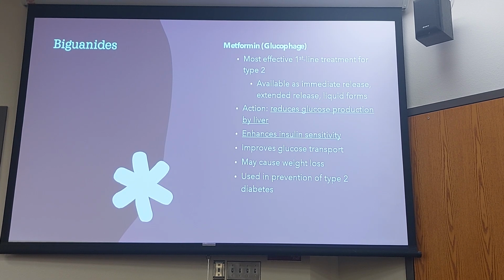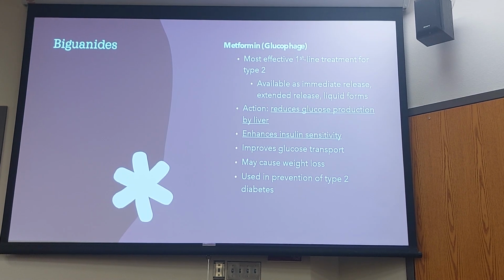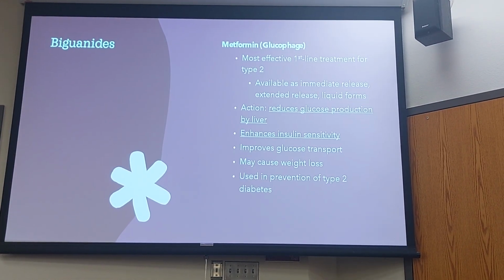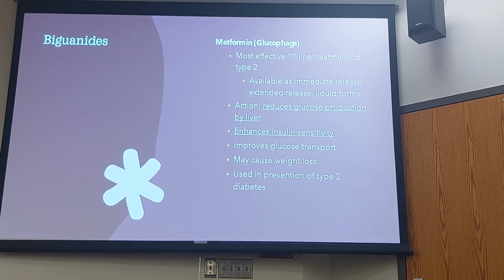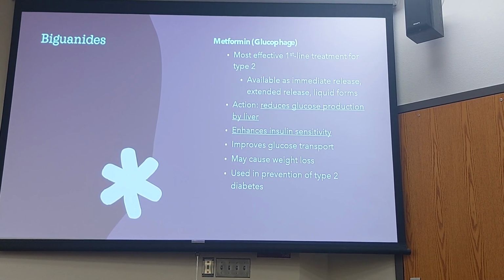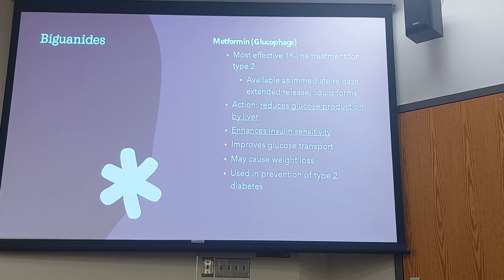So this is a really common one, the metformin. You guys have had this, right? With some of your patients in clinical? It's that first line treatment. So they're going to give this metformin to some of our pre-diabetics too. Maybe it's been a few years and they're still pre-diabetic and haven't really developed diabetes yet. They might start somebody on something like metformin. But it's the first line treatment for type 2: immediate release, extended release, or liquid form.